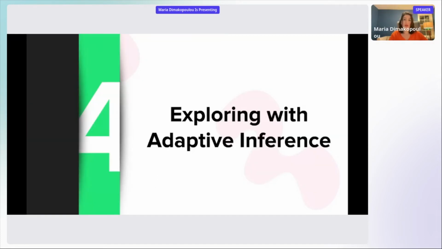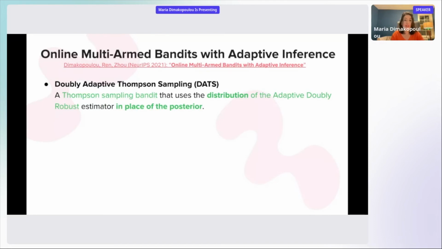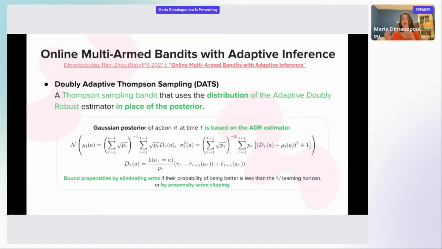So the last question we ask before we close this estimation topic is: can we pair this unbiased and asymptotically normal adaptive doubly robust estimator with an online learning algorithm and achieve better performance online in our personalizations in practice? And the answer is yes. So in this recent paper co-authored with Jimmy Ren and Zhengyuan Zhou from University of Chicago and NYU Stern, we proposed doubly adaptive Thompson sampling, which uses the distribution of the adaptive doubly robust estimator we saw earlier in place of a posterior in a Thompson sampling algorithm.